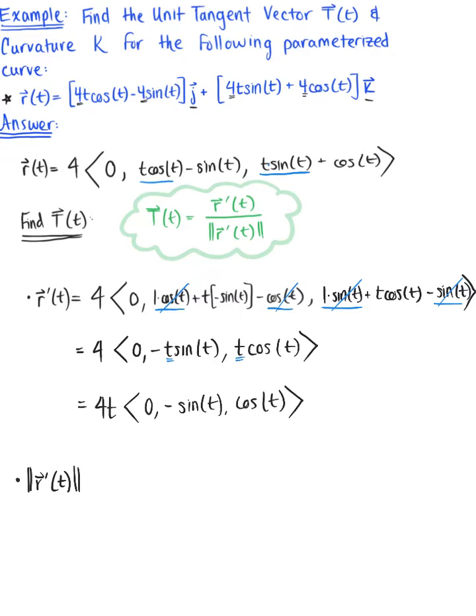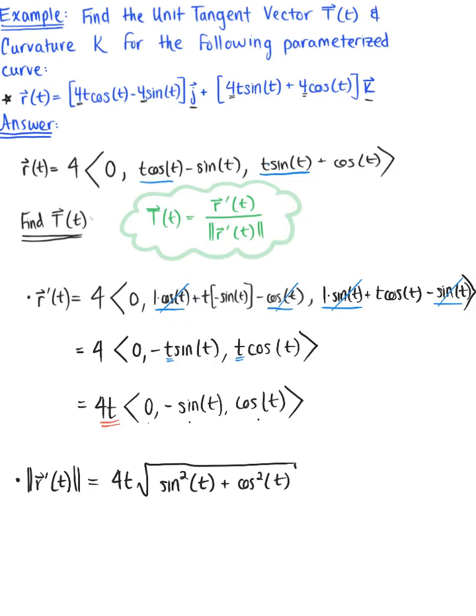So I encourage you, pulling a scalar multiple out like we did here always makes the distance formula a little easier. Because of our length of a scalar multiple rule, we can keep 4t on the outside of the distance formula. So here we go. We have 4t multiplied by the square root of 0 squared is 0. Then we have minus sine of t squared, which leaves us with positive sine of t squared, plus cosine of t squared, which is positive cosine of t squared.